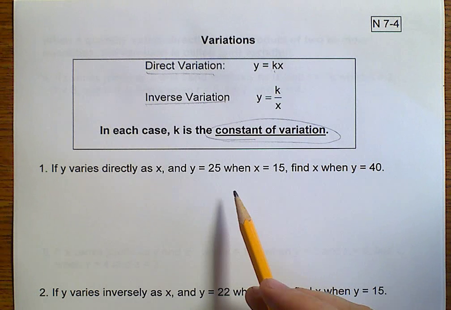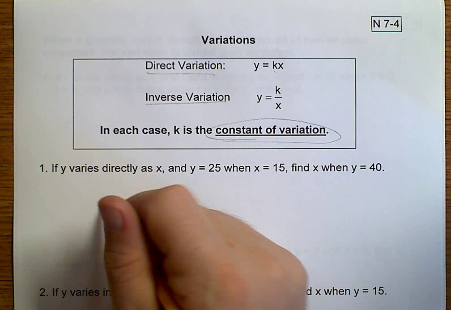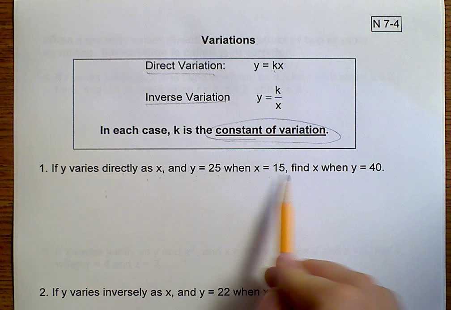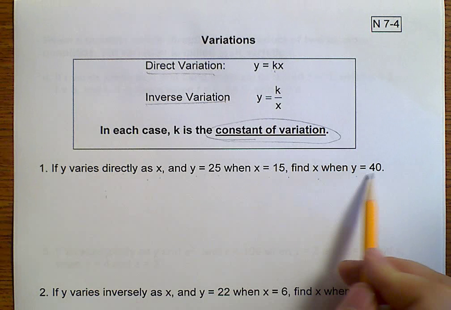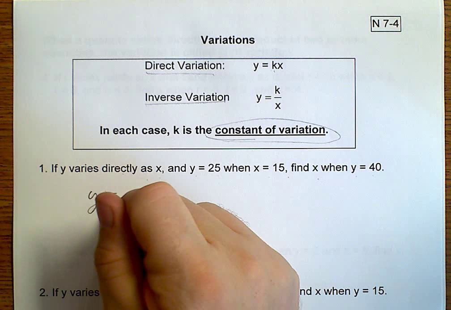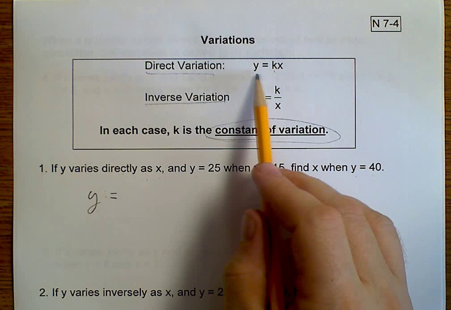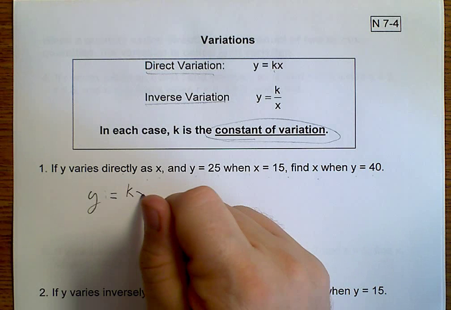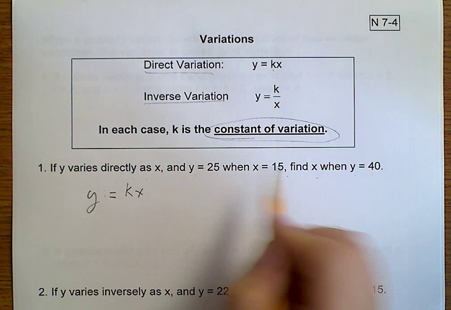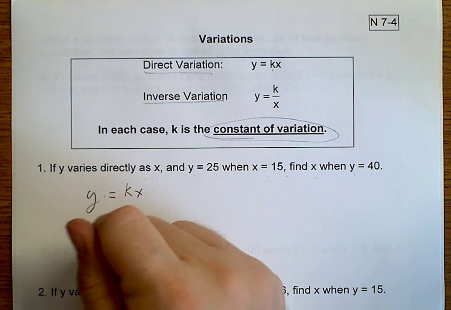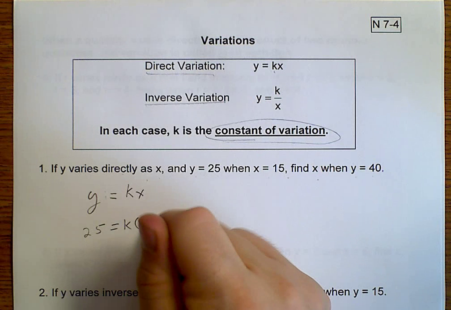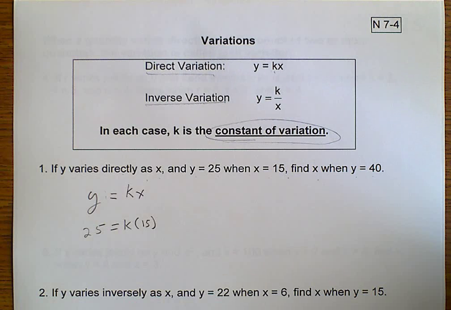If we set this up directly, we say that y varies directly as x, and y equals 25 when x equals 15. Find x when y equals 40. That means y varies directly, so we're doing y equals kx. Now we're given some values: when y equals 25, x equals 15. So 25 equals k times 15. We need to figure out what k is.